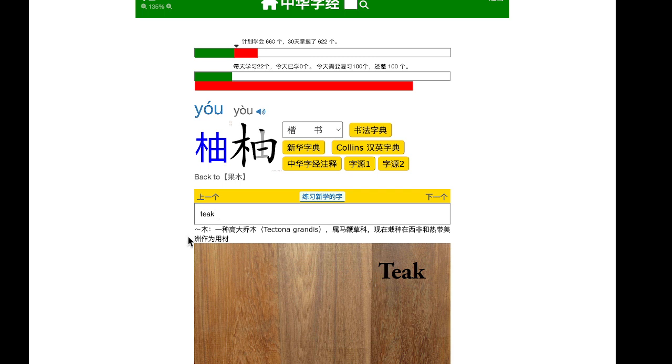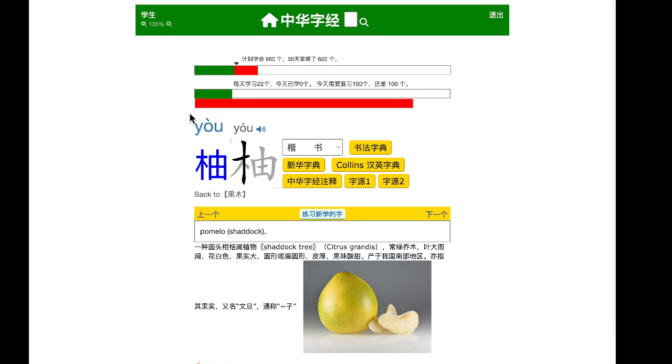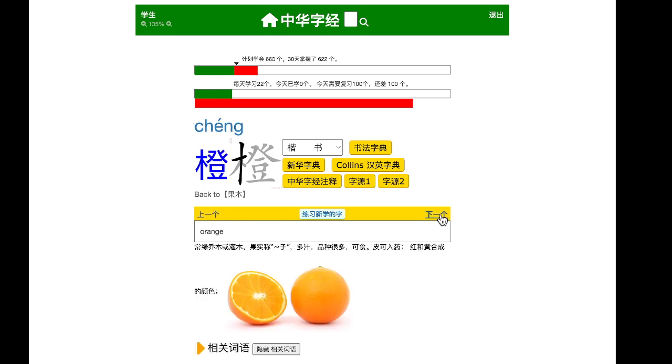Yo also refers to when you call yomu. Yomu is a teak, the type of wood, that type of tree, a different tree. Teak. Whereas yo, with the falling sound, is the fruit. Cheng is orange. The orange that we all know and love.